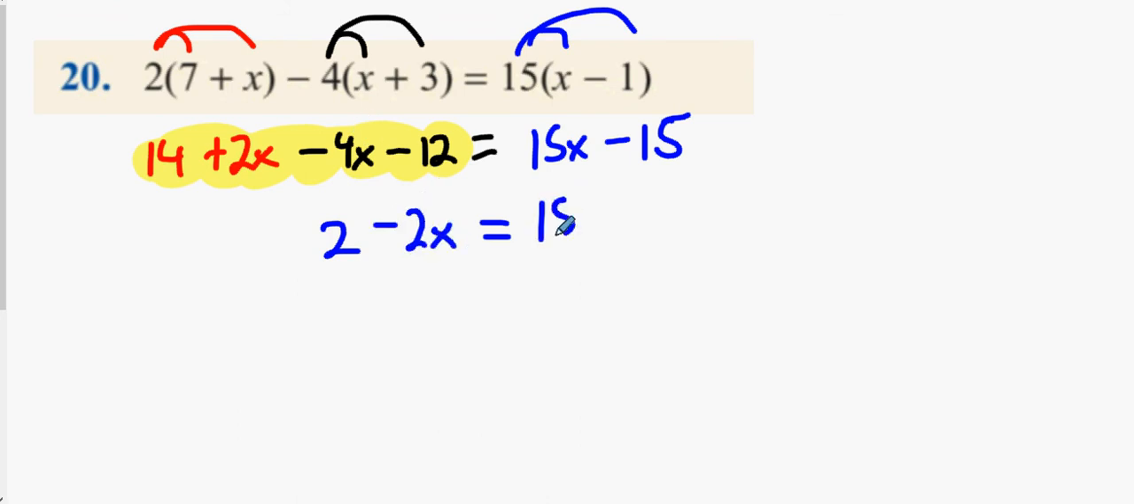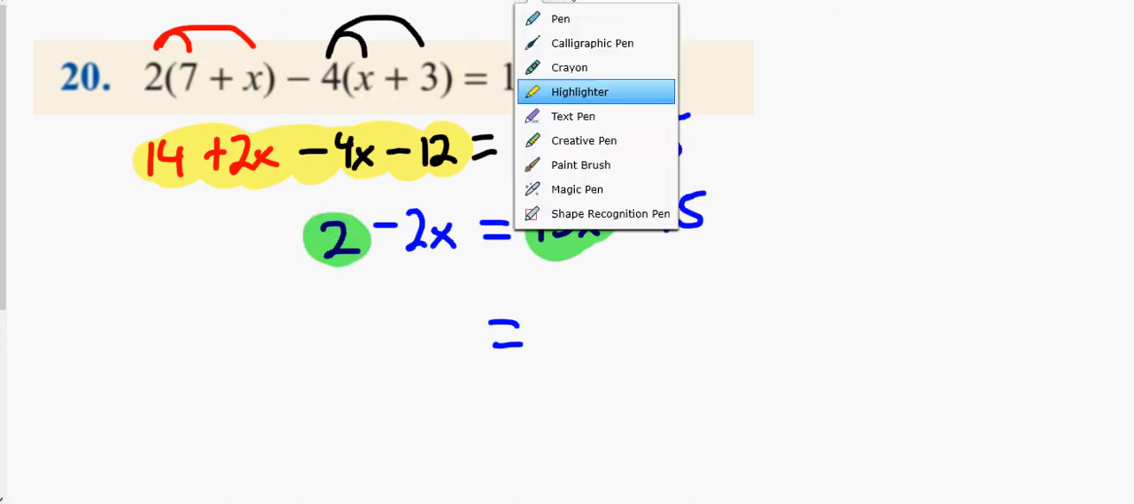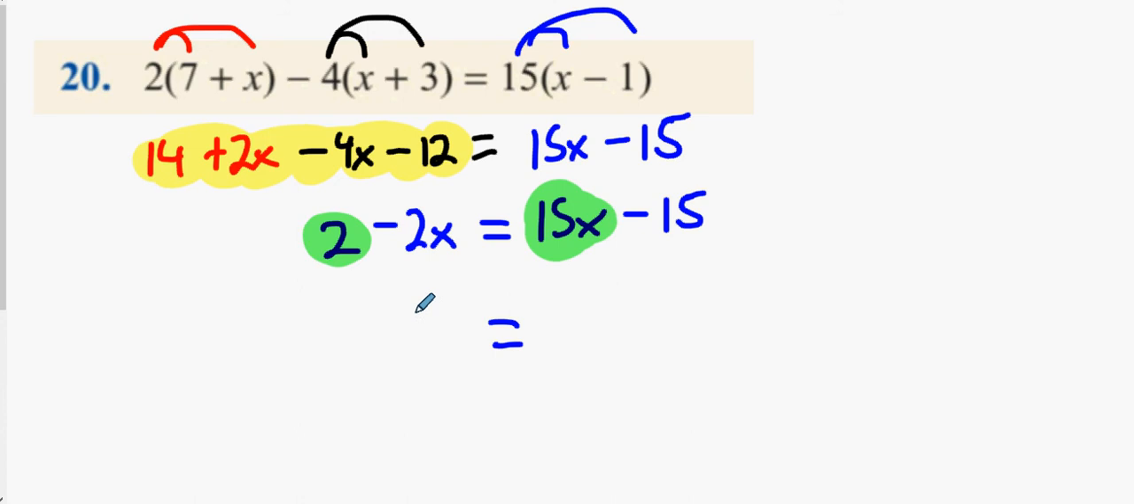Now we're at the stage where we have two different items on the left and two different items on the right. What do you want on the left-hand side? You want the x's on the left and the regular numbers on the right. Colour which ones you're going to move. You're going to move the 15x and you're going to move the 2. So what stays in position? The minus 2x and the minus 15 stay in position.